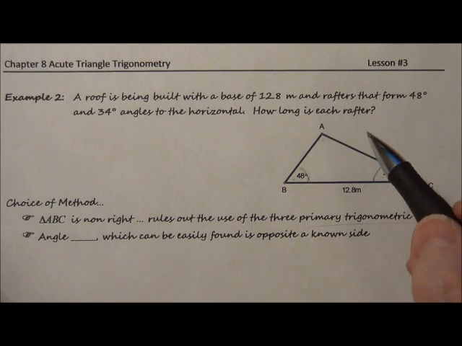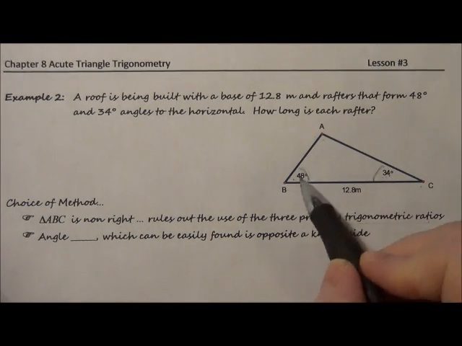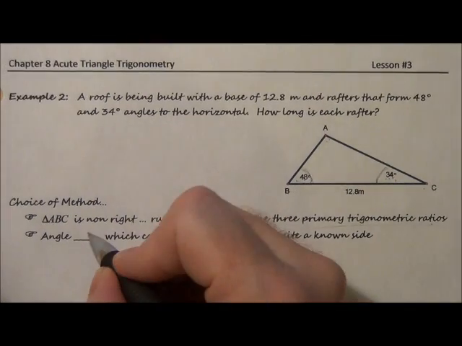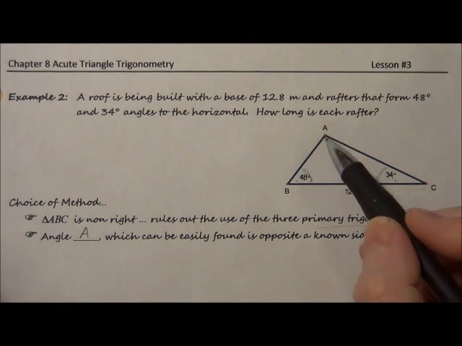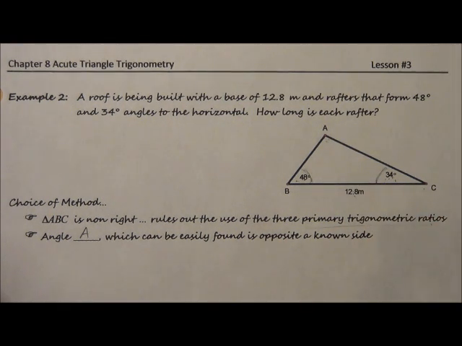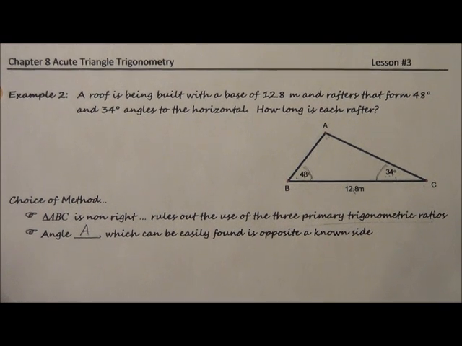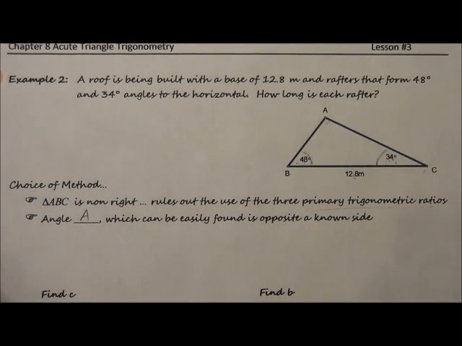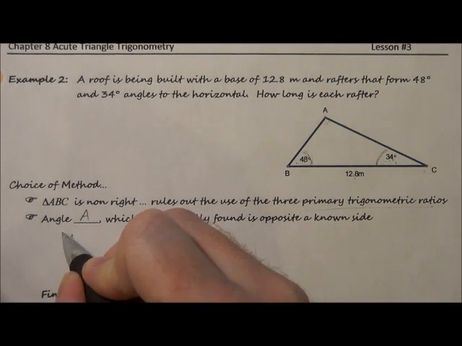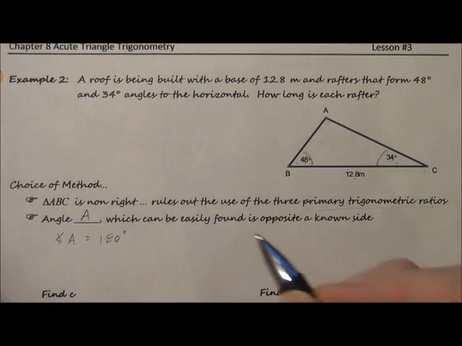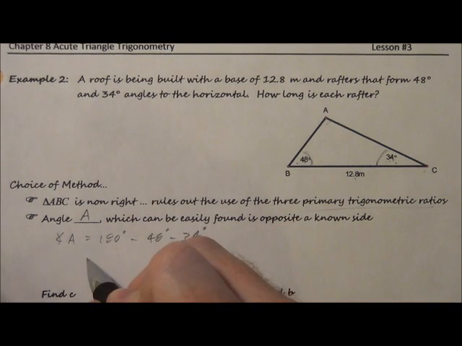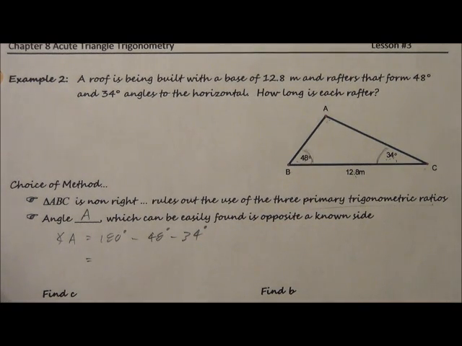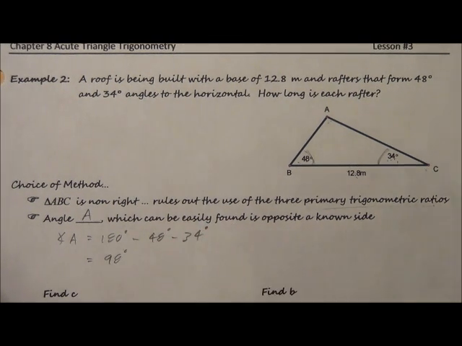We can find angle A because we've already been given two angles, so that means we can find the third angle, and once we get angle A, we realize that it is across from a known side, so we can of course then use the sine law for that. So angle A equals 180 degrees minus 48 minus 34, which gives us 98 degrees.